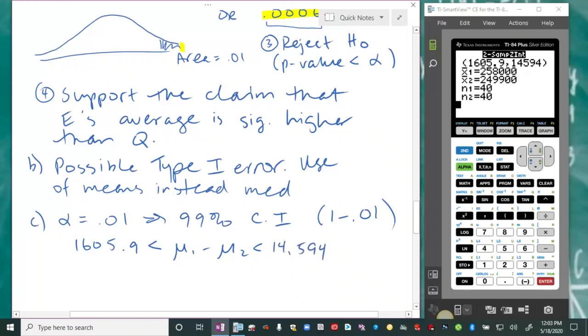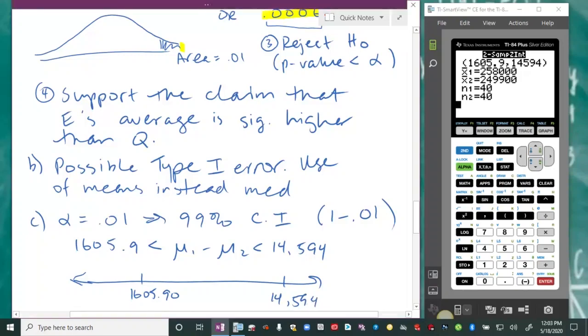14,594. So I expect the difference of home prices to be somewhere between $1,605 and $14,594. If I were to put this onto a number line, my expected difference is between $1,605.90 and $14,594. Let's go ahead and highlight this.